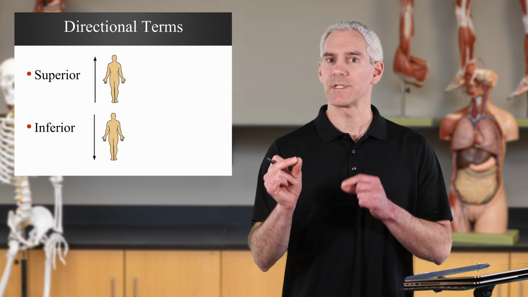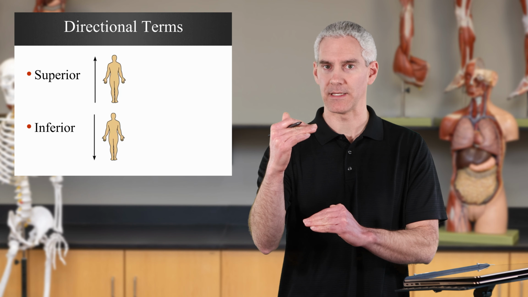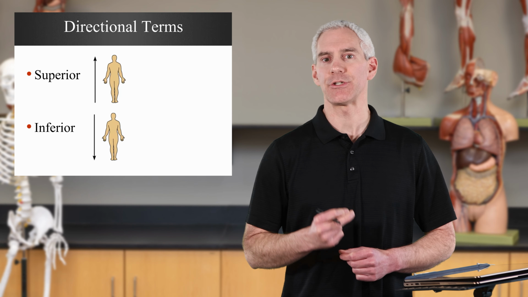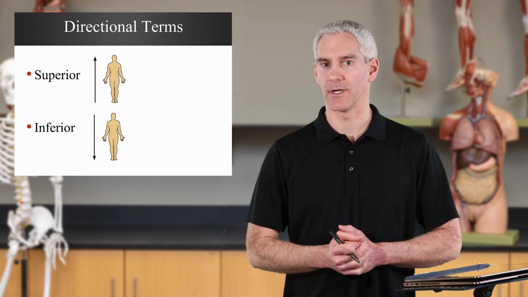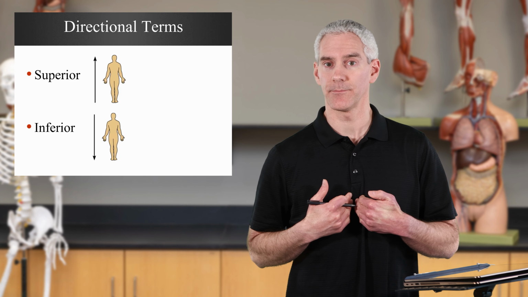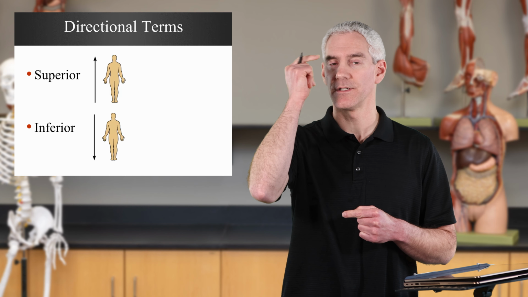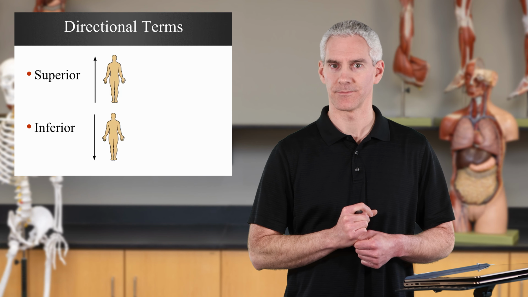But notice there's always two points. Point A is superior to point B. All of these directional terms have to have two points of reference. You can't just say the mouth is superior. Well, sure, the mouth is superior to the sternum, but the mouth is not superior to the nose. So you must always have the two points of reference.